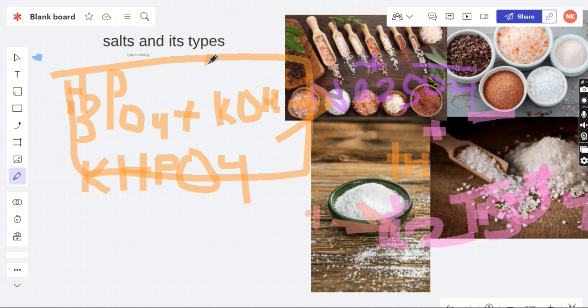So this is basically an acidic salt due to the presence of the H ions. You can take the example of H2SO4 here as well. So you get KHSO4, which is also an acidic salt with the presence of the H ions, right?